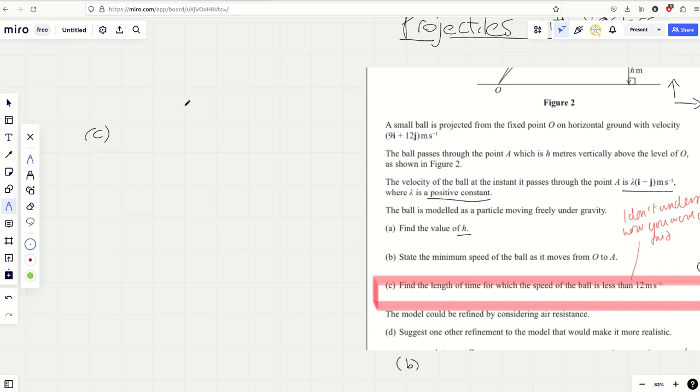My approach, I haven't seen this before. I'm doing this live. I'm thinking, I'd like to be able to write down V in terms of T, because obviously I'm interested in the time. So this is like a V equals U plus AT problem. Remember, U is still 9, 12, and A is still 0, minus G. V is what I'm interested in here. Let's call it Vx, Vy, and then T equals T. That's what I'm going to do.